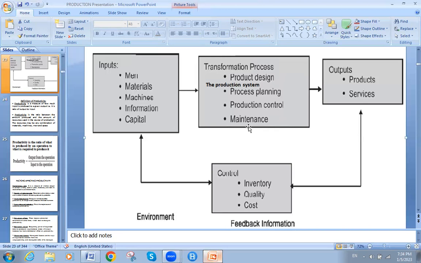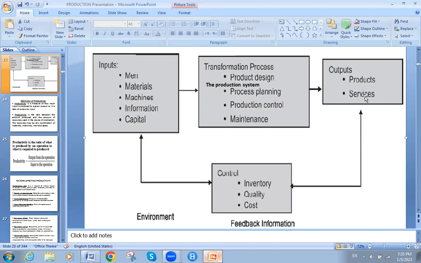They are doing the transformation process. What is the transformation process? Changing the inputs into outputs. So the outputs will be products or services, like you see here. Usually when we talk about products and services, we don't talk about products alone or services alone, because any kind of production system will result in final outputs that are products and or services.